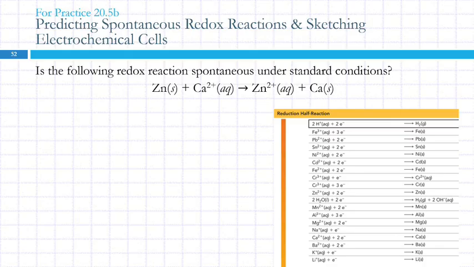Is this one spontaneous under standard conditions? You gotta know. I believe someone was looking at this ahead, which is great. Here's zinc. And this time we've got calcium.